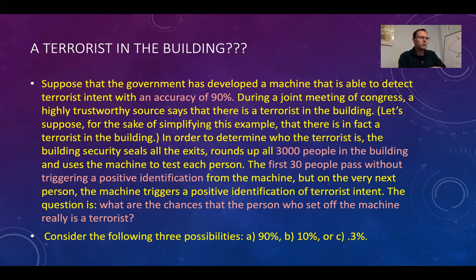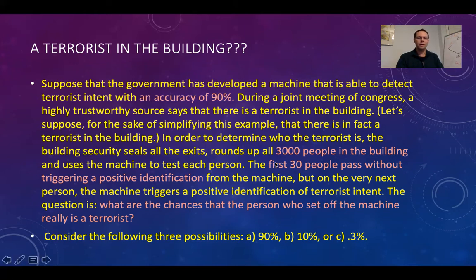So they test the first person, they test the second person, they test the third person. Remember, there's 3,000 people in the building, and we've got a 90% accuracy on our tester. If we have one terrorist in the building, but we test all 3,000 people, there's a 10% error rate on this tester, which means 10% of 3,000 is 300. So even though 90% seems pretty good, the 10% that it's wrong in will amount to about 300 people.